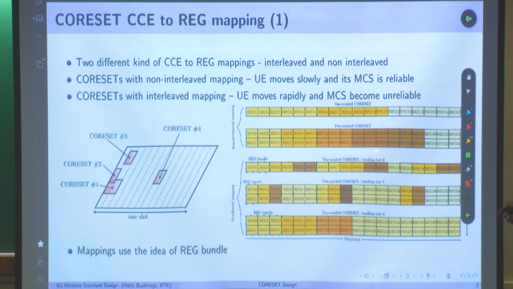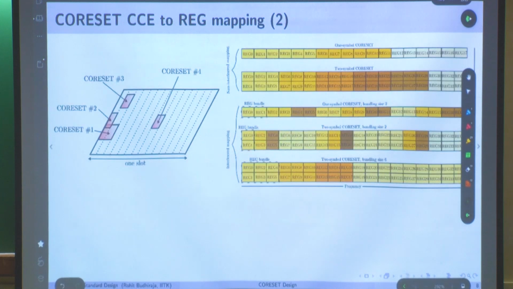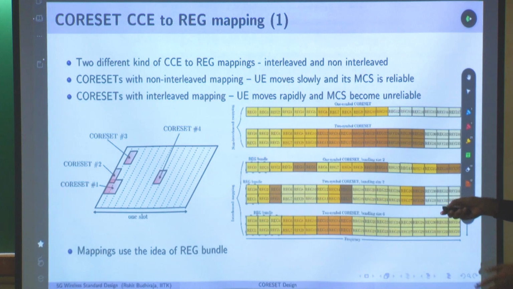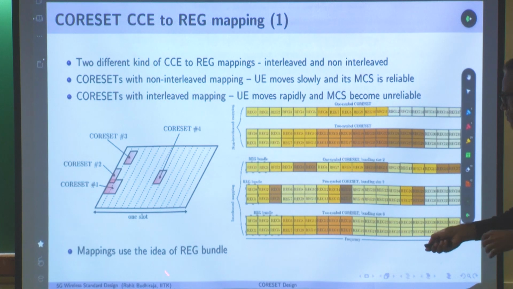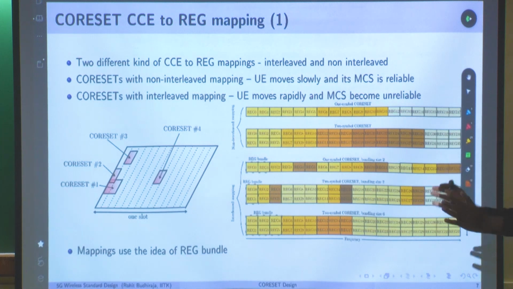So this and this are part of the same CCE, this and this are part of the same CCE, similarly this, they are part of the same CCE. So you are actually separating them. So that was the interleaved mapping. You have interleaved them across the band or the bandwidth part, and that's the idea we have discussed, why that is happening. And this mapping basically uses the idea of REG bundle. What is this REG bundle? I am introducing this term for the first time. I will explain that, but the idea of interleaved and non-interleaved mapping is clear.